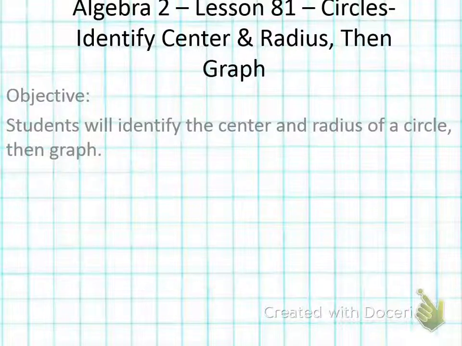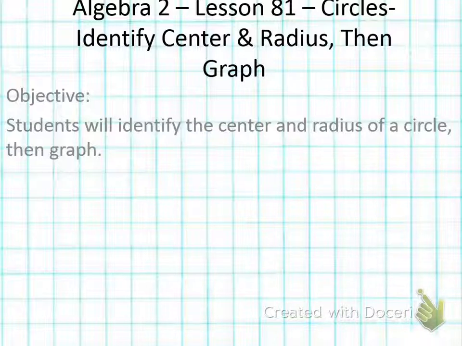Alright, this is lesson 81. Circles. We're starting this thing called Conic Sections. We're going to learn how to graph 4 things, or draw pictures of 4 things. We're going to learn how to draw circles. We're going to look at ellipses, parabolas, and hyperbolas. So 4 things. And they're not too hard. There's some basic concepts, but it's a lot of drawing.